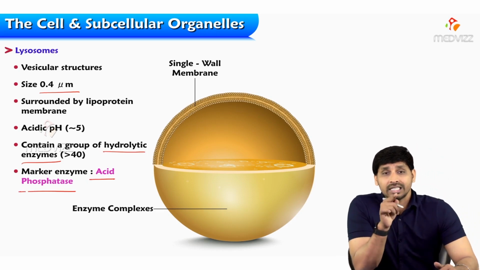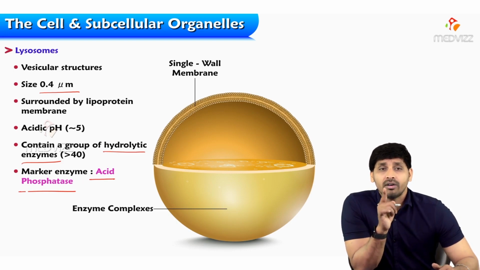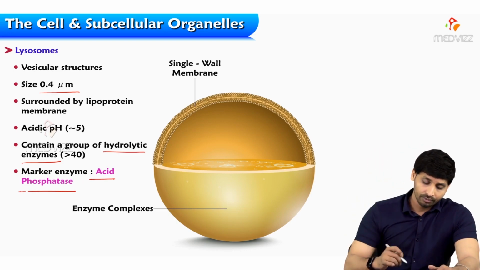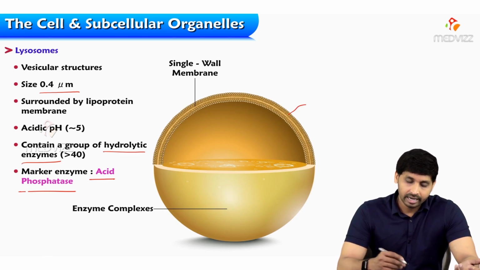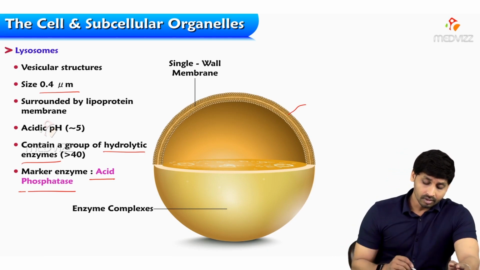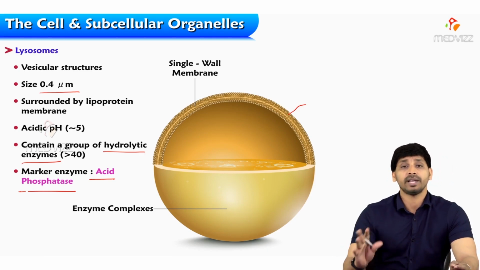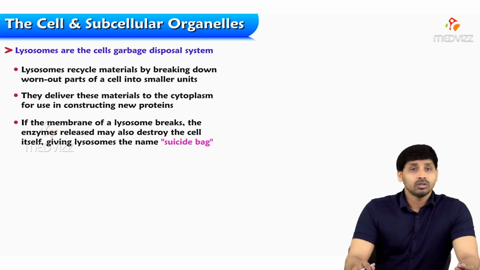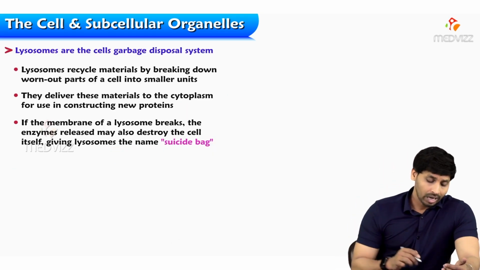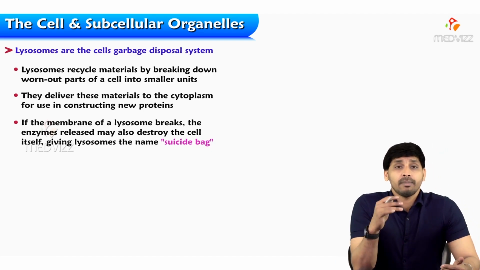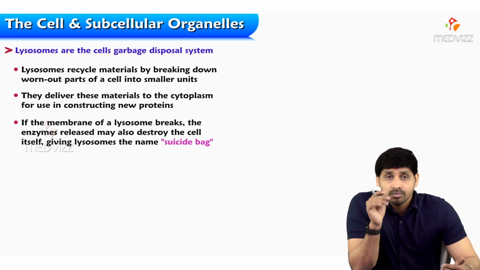Acid phosphatase is an enzyme which you can give as an example of a hydrolytic enzyme. If you see the structure here, it has a single wall membrane, a lipid bilayer, which you can compare to a cell membrane, and the enzyme complex, mainly acid phosphatase. So lysosomes are the cell's garbage disposal system, as I mentioned. Lysosomes recycle materials by breaking down worn out parts of the cell into smaller units.